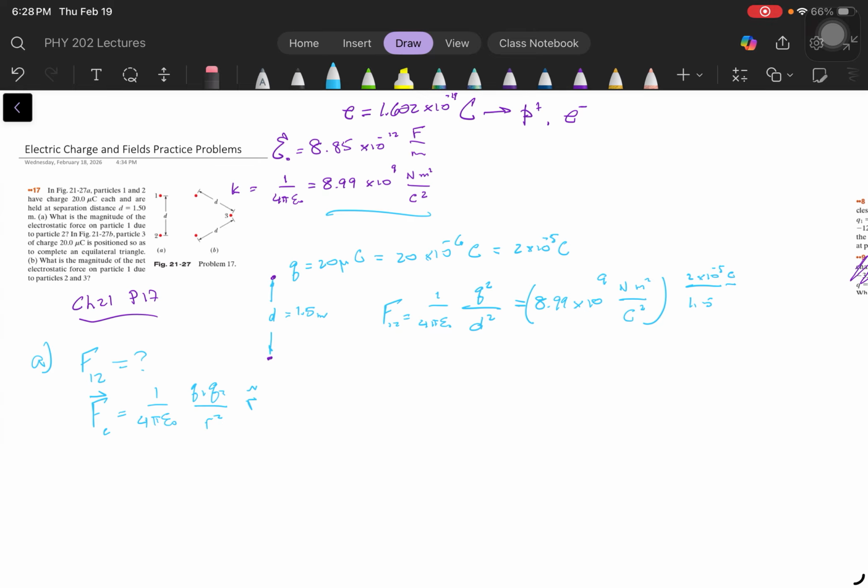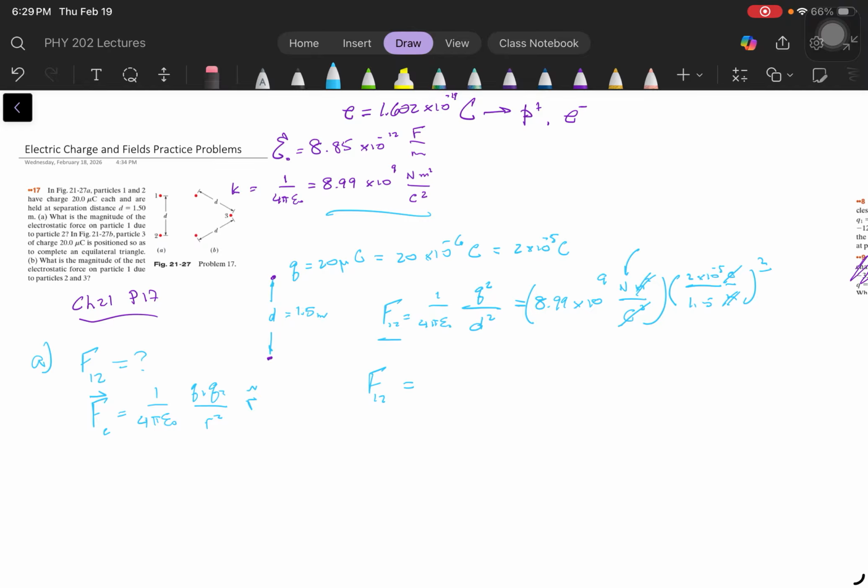coulombs per meter squared. Just taking a look at this, we can see we have coulombs squared and coulombs squared, and we also have meters squared and meters squared. We're looking for a force, and we have units of newtons, so we're all happy. Quick little sanity check: it's pretty hard to get to the right answer and have horribly wrong units. If your units are good, your answer has a better chance of being good.